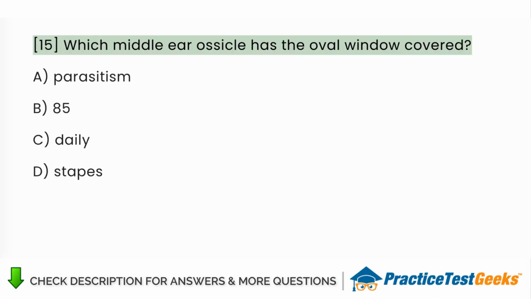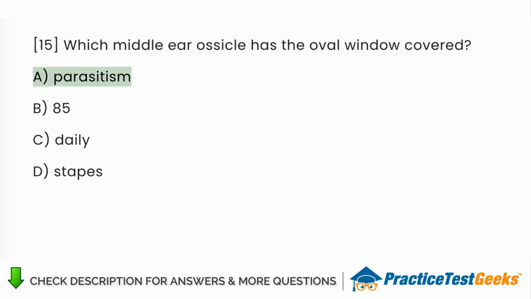Which middle ear ossicle has the oval window covered? A. Parasitism. B. 85. C. Daily. D. Stapes.